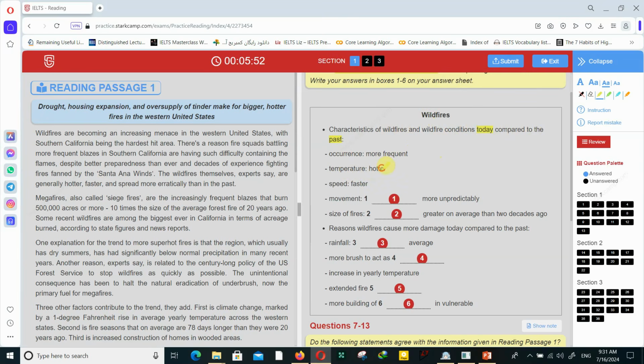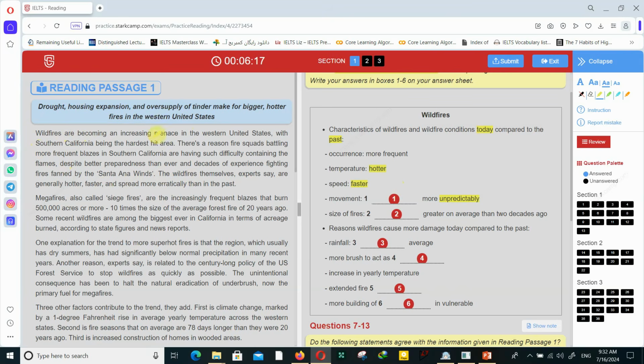So after these kinds of vocabulary, you're going to answer the question, movement, question number 1. And the questions and answers are in the same order. Okay, this is a great thing to know before you get started. Movement, more unpredictably. Now go to the passage.